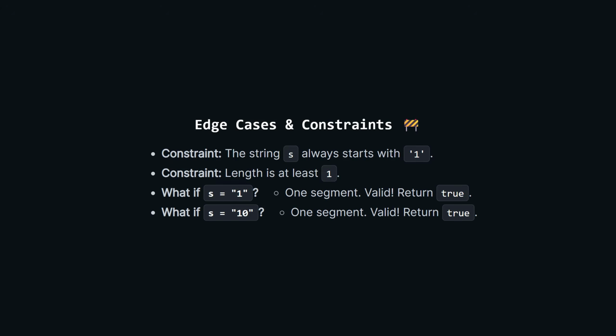A huge hint the problem gives us is in the constraints. It tells us the string will always start with a 1, and it won't be empty. This is great news. It means we don't have to worry about the string starting with a 0, or being completely blank. If the string is just a single 1, that counts as at most one segment, so it's true. Even if it's a 1 followed by a bunch of zeros, that's still just one block of ones at the very beginning. So that's true as well.